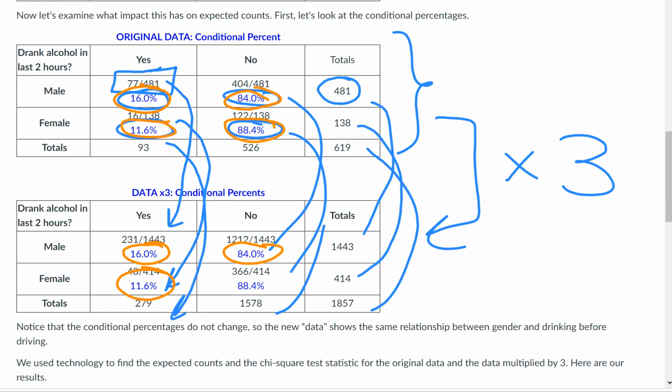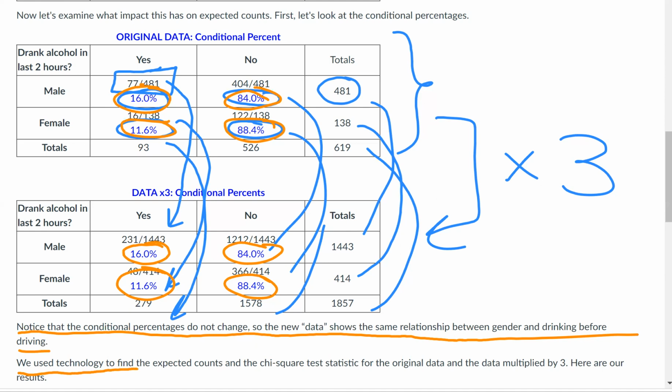84% still, even though now there's 3 times as many. And then 88.4% of females said they had not had one. Still the same, even though we have 4 times as many females, and so on and so forth. So notice that the conditional percentages do not change. So the new data, quote unquote, we didn't really collect this data. We're just imagining it, multiplying everything by 3, just to see what would happen if we had a bigger sample size. It shows the same relationship between gender and drinking before driving.